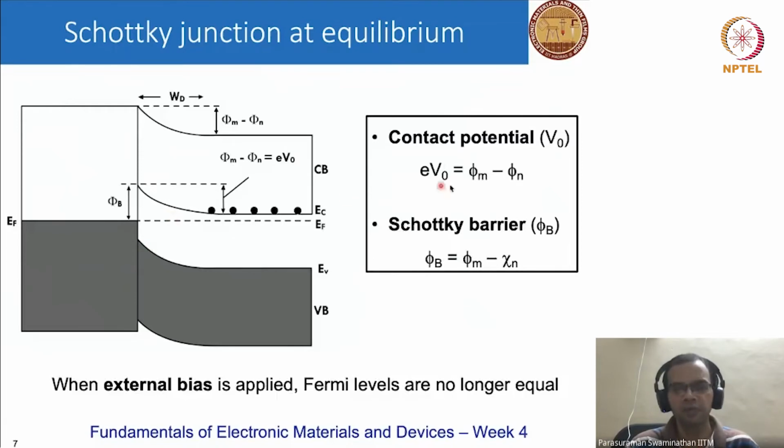So there is a contact potential, which is nothing but the difference between the work function of the metal and the semiconductor. And we also define something called the Schottky barrier, which is nothing but the work function of the metal minus the electron affinity of the semiconductor. The Schottky barrier is the barrier that an electron has to overcome if it wants to go from the metal to the semiconductor. Now at equilibrium, when no bias is applied, the Fermi levels line up, but when we apply an external bias, the Fermi levels are no longer equal.